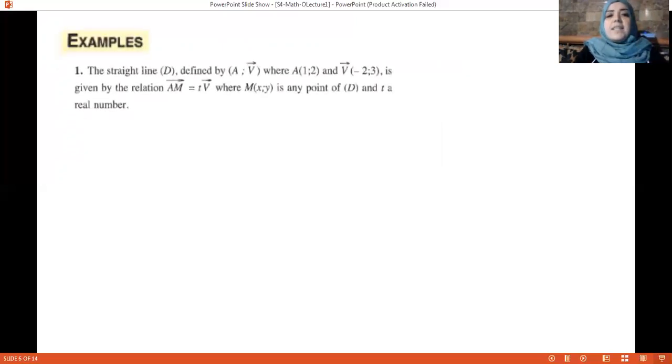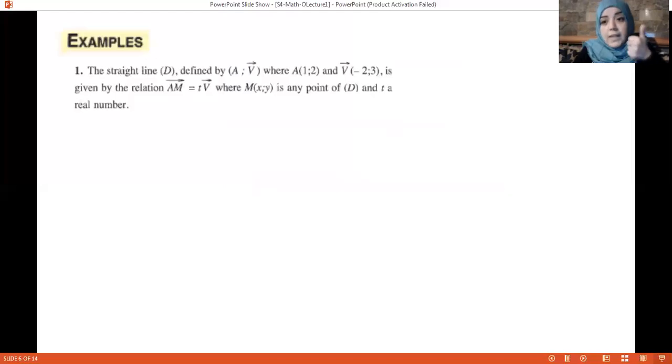The straight line D passes through A, so A belongs to the straight line D, and this straight line has a directing vector. I gave you as a given the point A and the directing vector V, and I'm asking you to find the equation of the straight line. We look back to the steps.